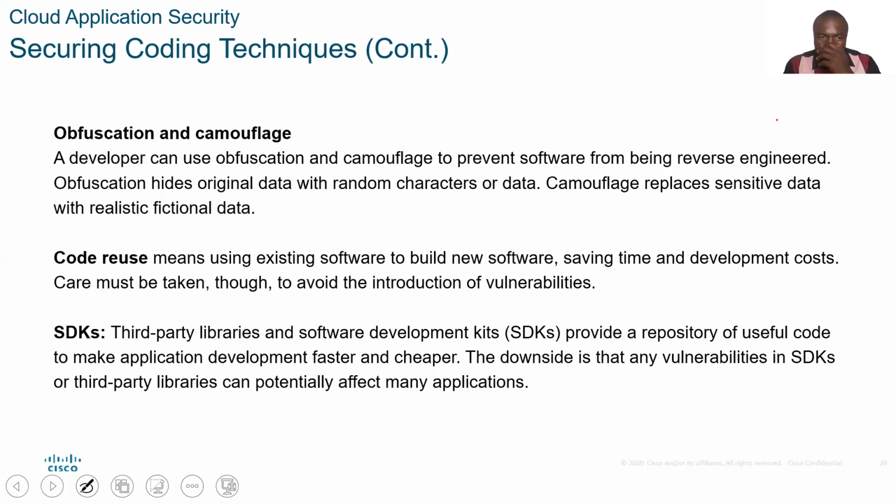Code reuse means using existing software to build a new software. Some programmers have built, let's say, a school management system. Since they have that application, if another school wants a school management system, they don't need to start building from scratch. You just pick that one, dust it, and customize it to the needs of the school. That's where we're saying code reuse. So you can reuse the codes. In other cases, you can create functions and call them as you build the other modules in your application.